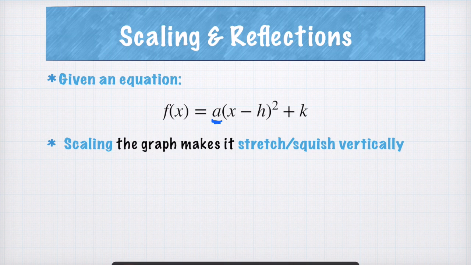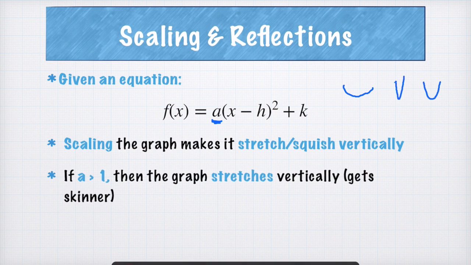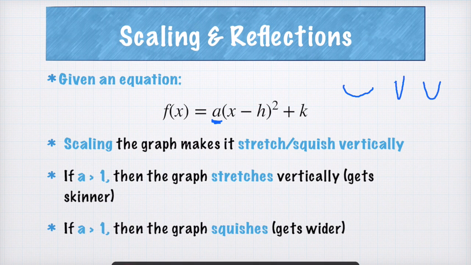So what we're basically going to do is, instead of our nice perfect parabola, it might be a really skinny parabola, or it might be a really wide parabola. If a is greater than 1, then the graph stretches vertically and it gets skinnier. It's because each individual step is actually going to be more. If a is less than 1, then the graph squishes. It's going to get wider.